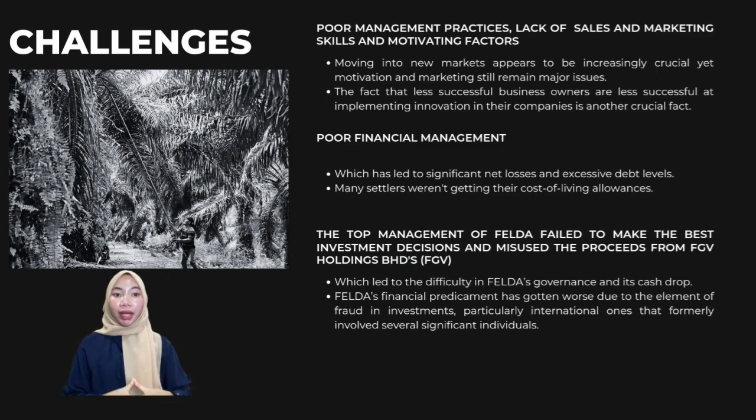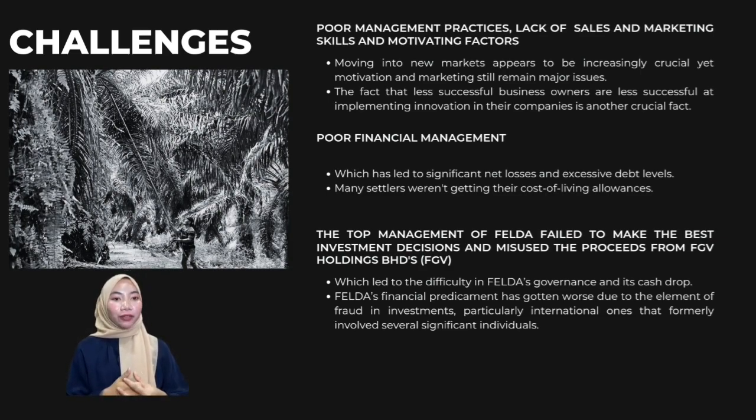Both successful and unsuccessful settlers encounter these 3 issues at the start-up phase, such as poor management practice 43%, lack of sales and marketing skills 72%, and motivating factors. These are typical issues faced by Malaysian small enterprises. However, the majority of less successful settlers currently appear to be operating their business to avoid losses 35%, while successful settlers are attempting to grow the business into new markets 47%. This demonstrates how the 2 groups' motivators are different.